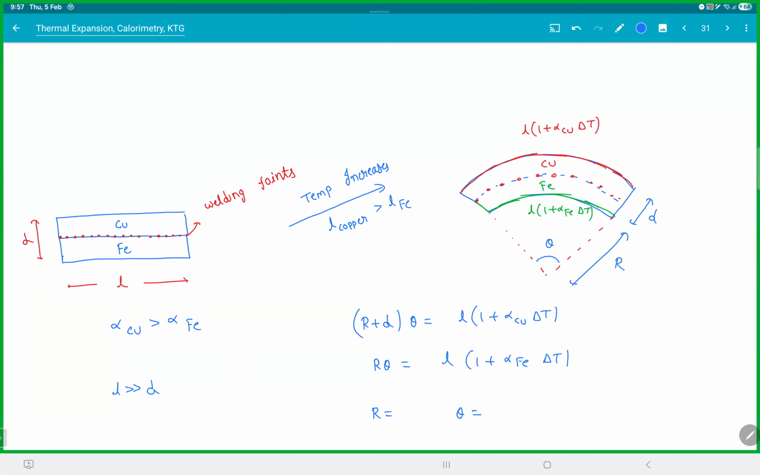This is your fourth concept. This is the question. This is the theory. So this is the fourth one, bimetallic strip. So thermal stress, time period of a pendulum, length of a scale, bimetallic strip. The fifth one is cavities.